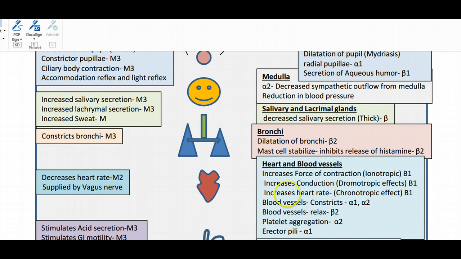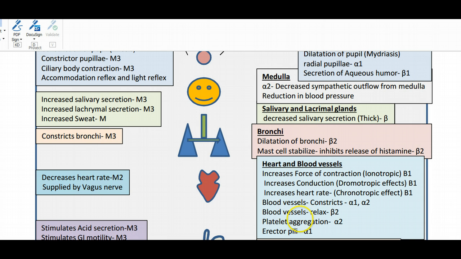Now, apart from the heart, the effect on blood vessels is mainly mediated by alpha 1 and alpha 2 receptors. The alpha 1 receptors mainly cause constriction of the blood vessels, whereas alpha 2 can cause constriction of the small blood vessels. Whereas the beta 2 receptors on the other side have exactly the opposite effect of alpha 1, that is, they cause relaxation of the blood vessels.